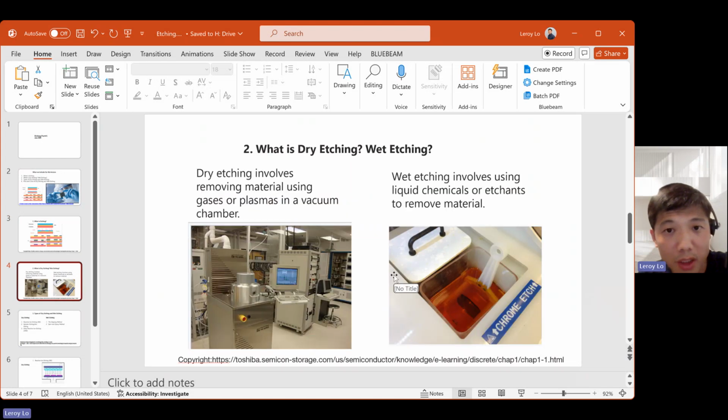So what is dry etching and what is wet etching? The nomenclature is very straightforward. As you can see at the left, this is a commercial reactive ion etching setup in a clean room, and this is one type of dry etching.